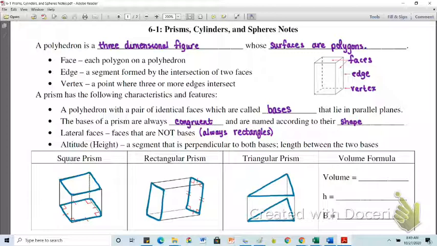So the volume formula, which is what we are going to focus on, is V equals capital B times H. So H is the height of your prism. And capital B is the area of the base.